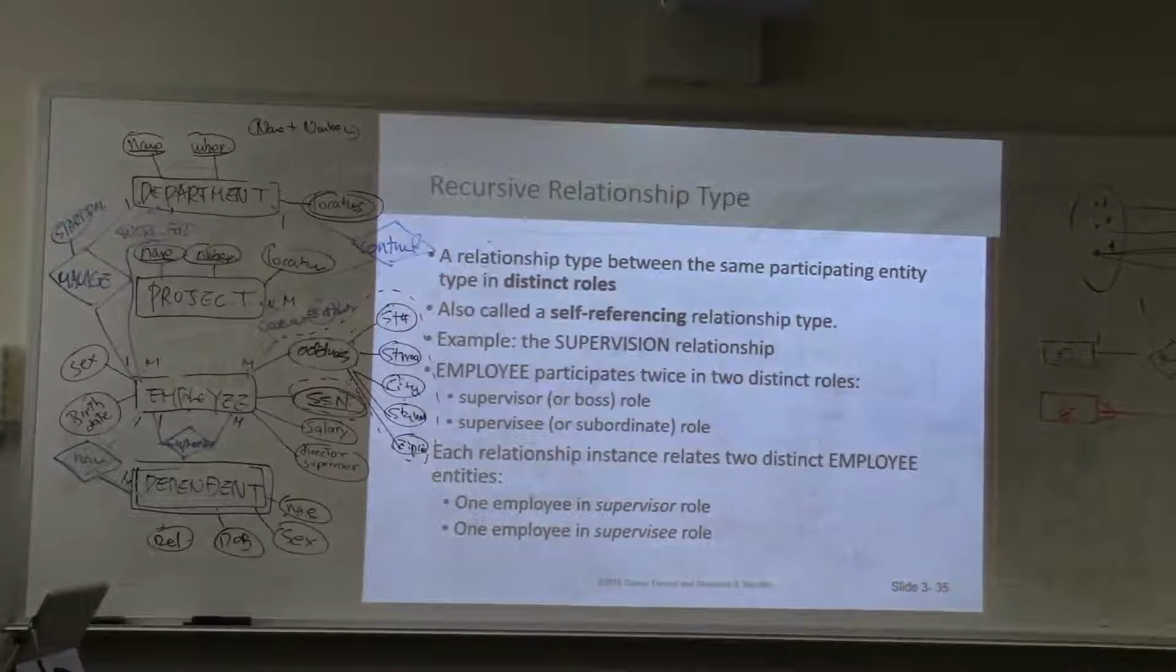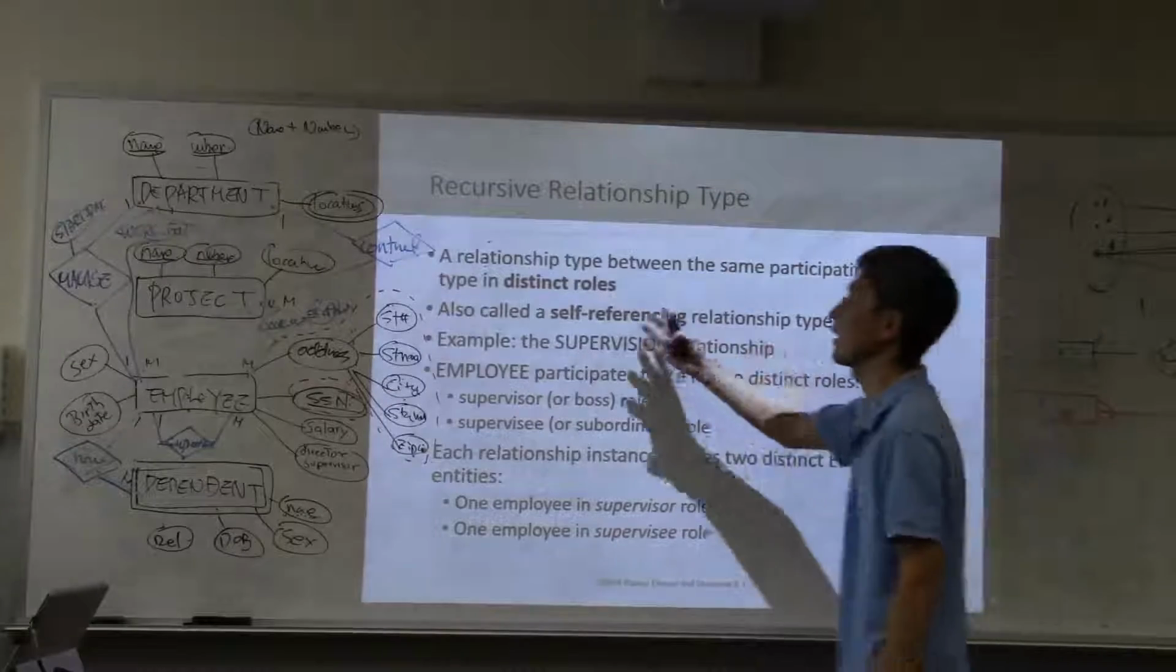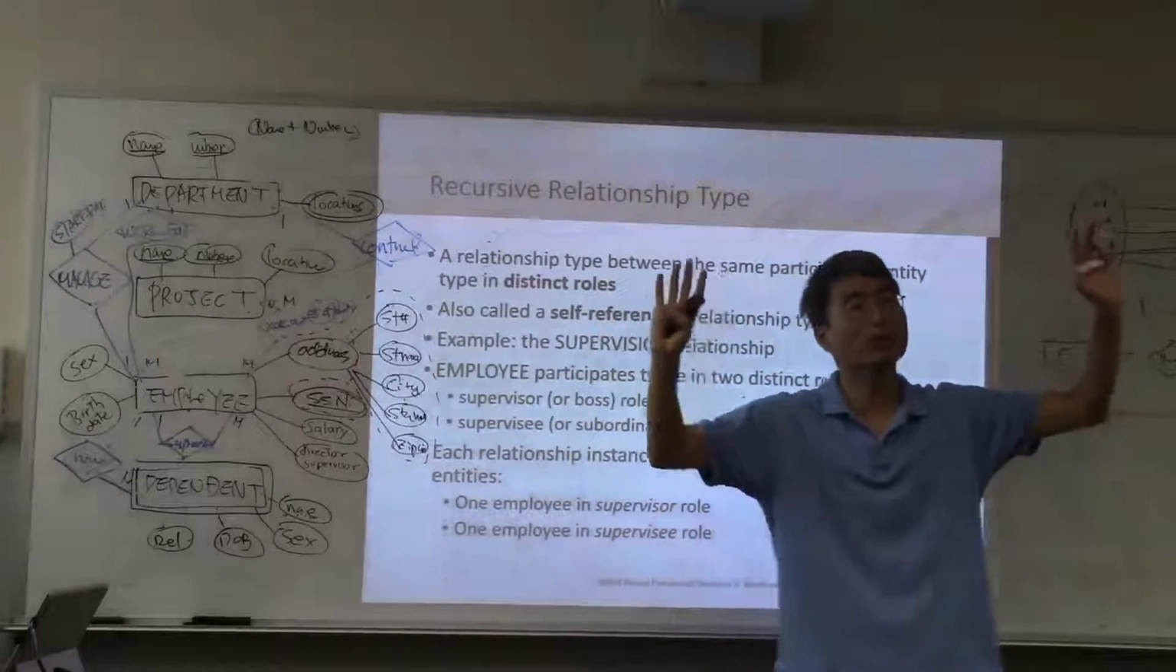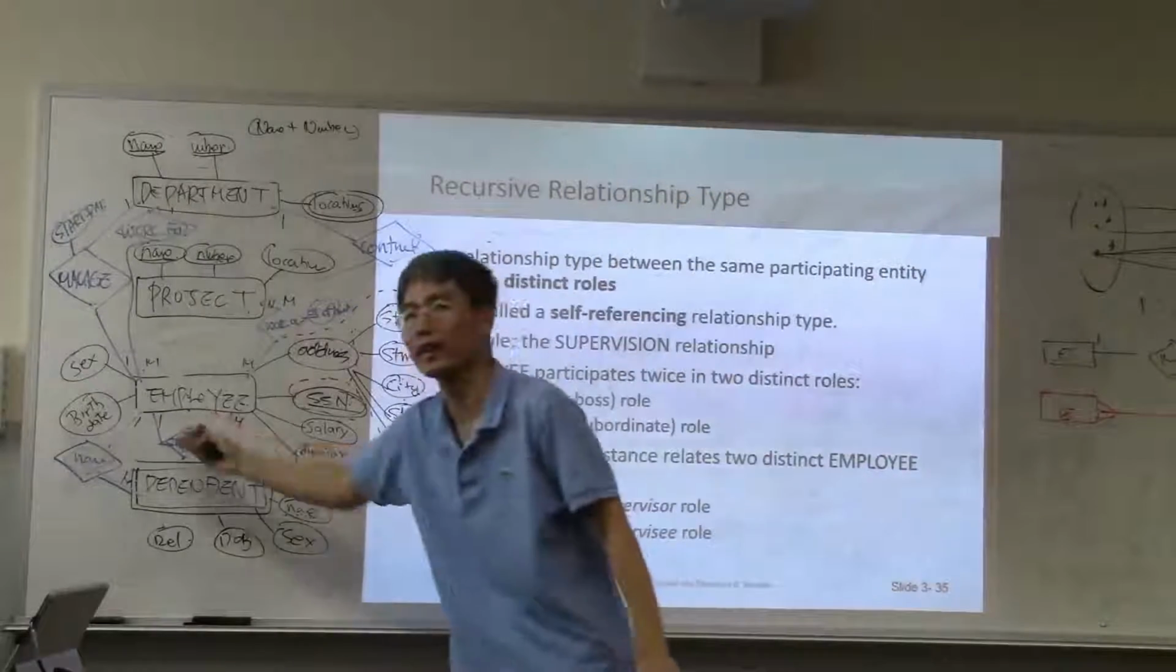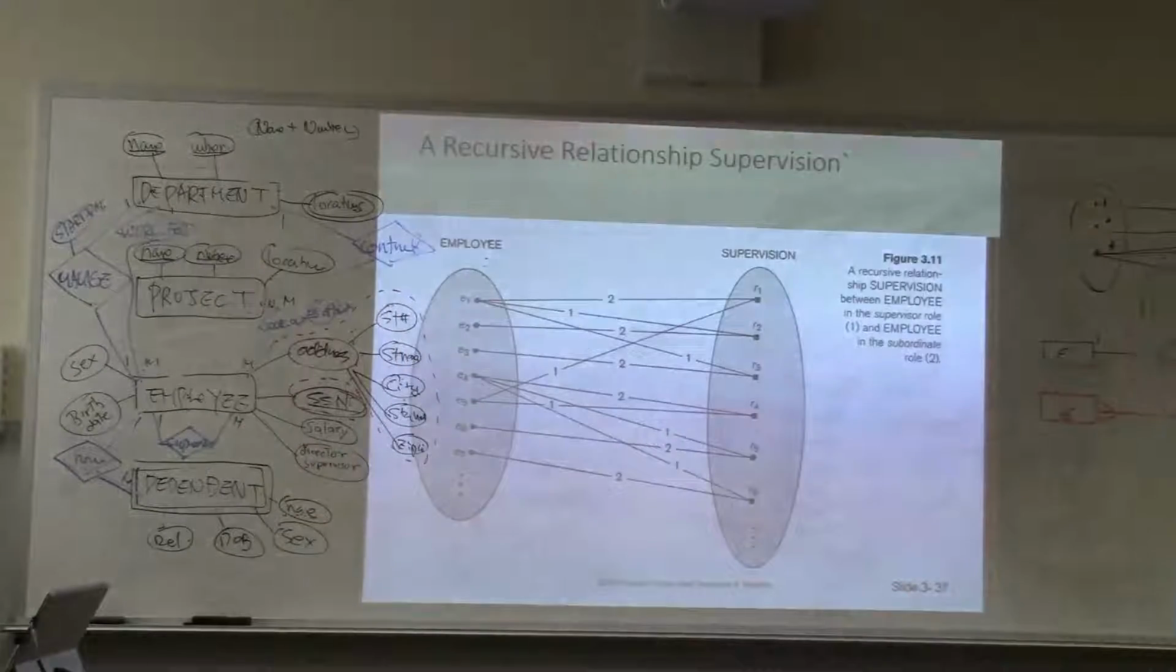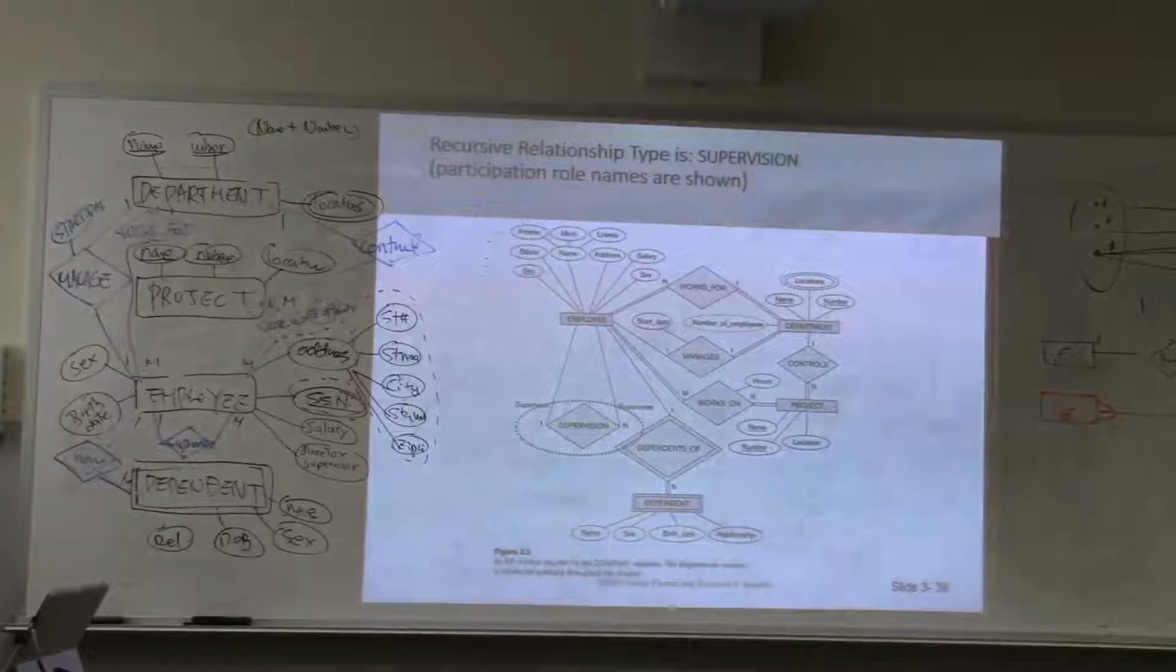So a recursive relationship is a supervisor. It's sometimes called a self-reference. It's nothing but employee, supervisor, employee. The same employee entity comes together, and then we can get such a thing. So this is our final output.